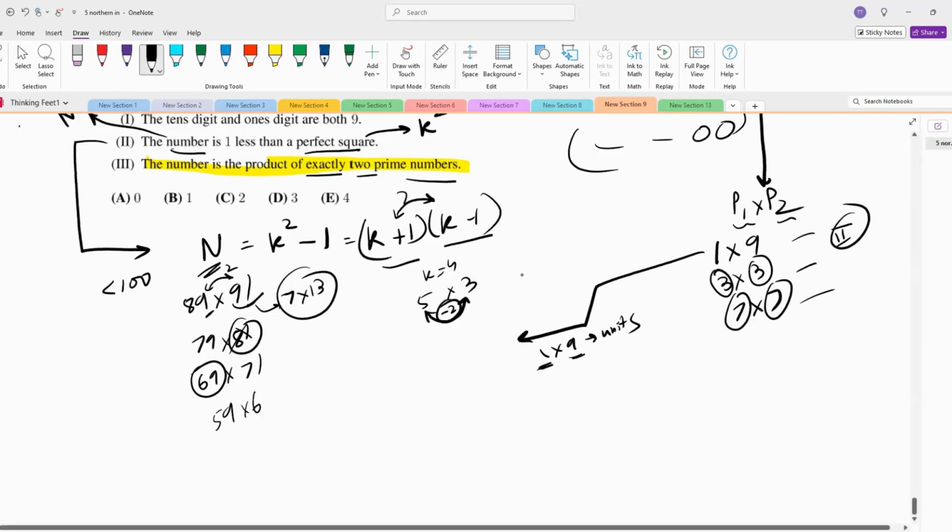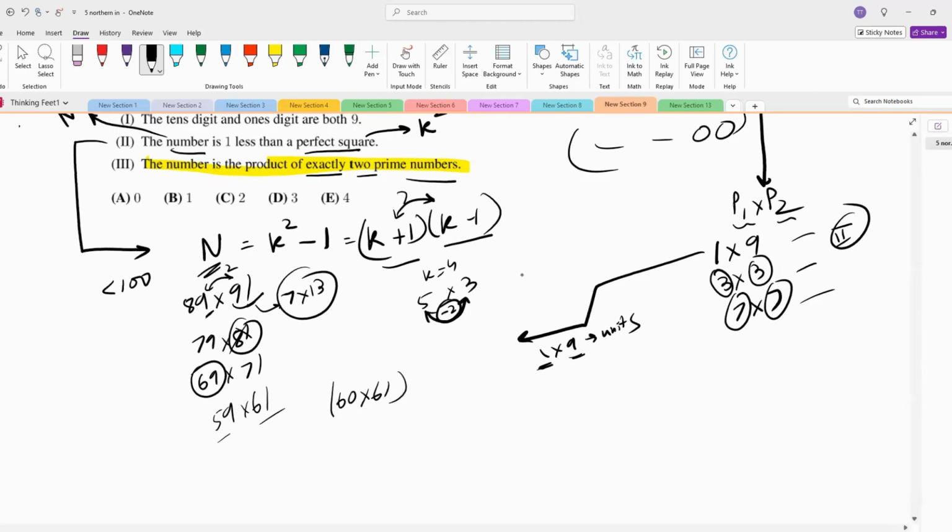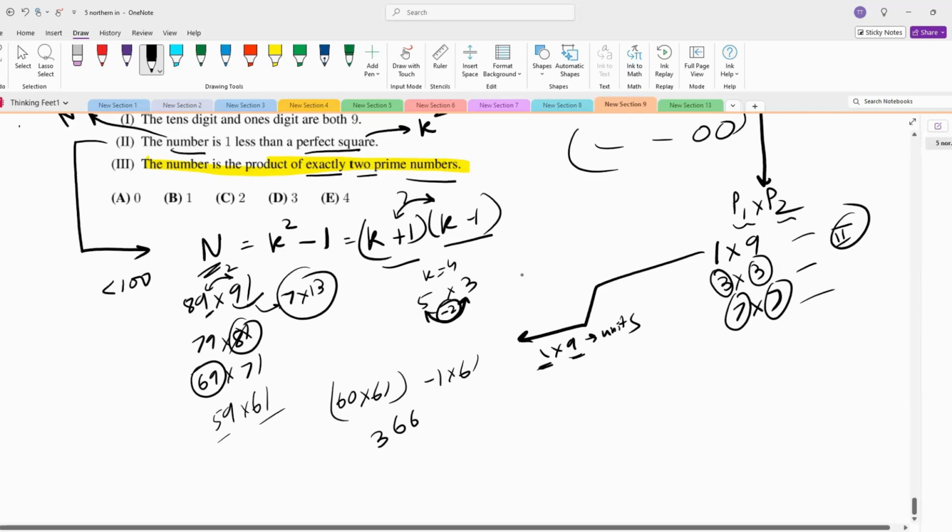59 times 61. Both of them are prime, so let's see if it satisfies the other criteria. The way I'm going to multiply is that I'm going to do 60 times 61 minus 1 times 61. So 60 times 61 is 3660, right? 3660 minus 61, which is 3599, right? Ends in 2 nines.